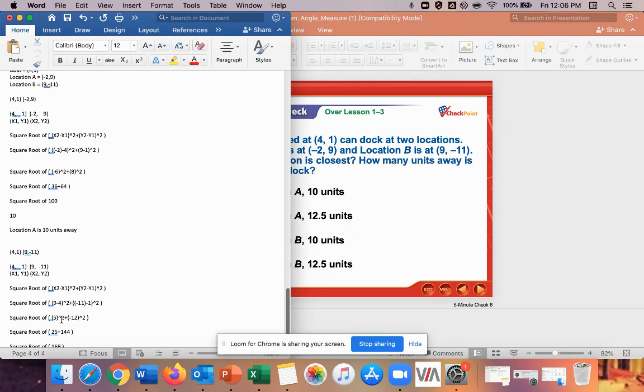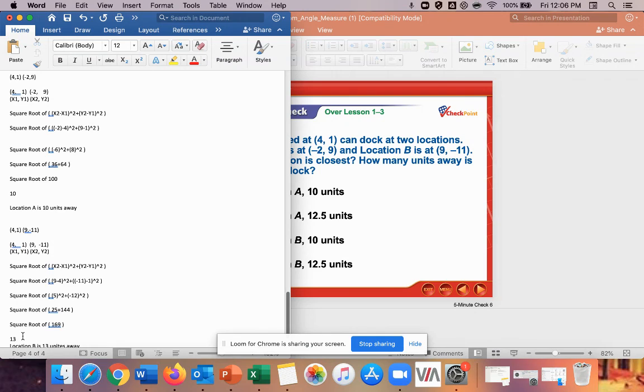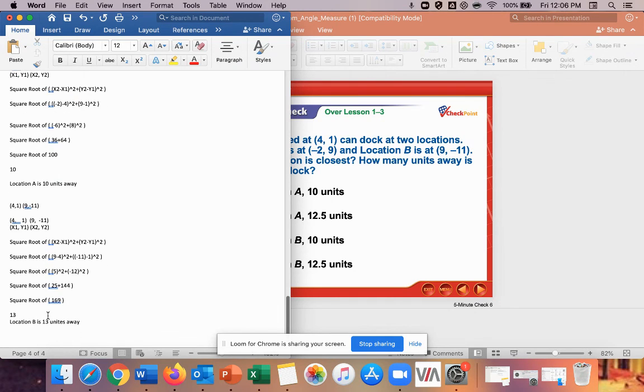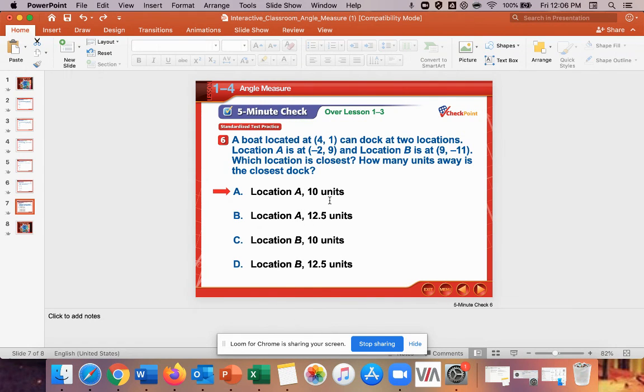5 squared is going to be 25. Negative 12 squared is going to be 144. Add them together, you should get 169. Square root of 169 is 13. Location B is 13 units away. All right. So therefore, location A is closer at 10 units.